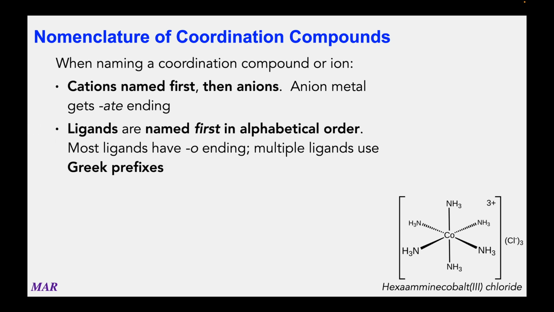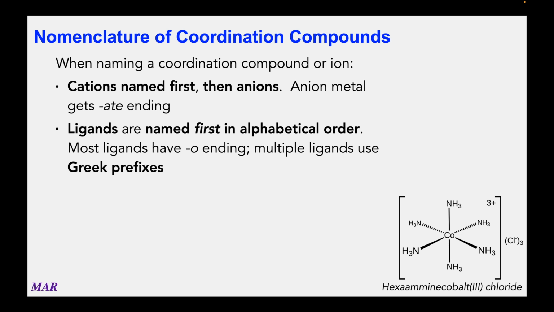Ligands are always named before the metal, and they're named in alphabetical order. Most of the ligands have an -o ending to them, and I'll talk about this. If you have multiple ligands, you use Greek prefixes to tell how many there are. So in the lower right-hand corner there, you can see it's hexaammine. Hexa is a Greek prefix, hex for 6. Ammine is going to be NH3, as we're going to see.